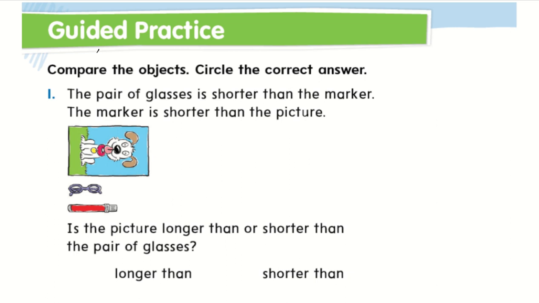So what we need to do is compare the two things. We have the picture and we have the glasses. So take a look at the picture here, boys and girls. Is this picture longer than the glasses, or is it shorter than? If we're looking at this, we can definitely tell that this picture is going to be longer than the glasses, because if I draw a line here and then draw a line here, these glasses are only right up to here on this picture. So they're definitely shorter than, but we're talking about the picture. So it says, is the picture longer than or shorter than? And we know that the picture is going to be longer than.